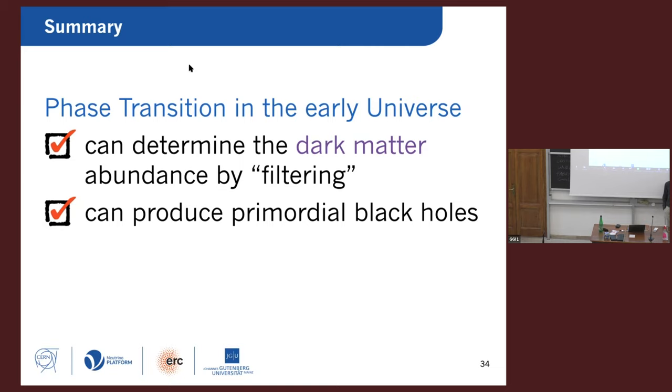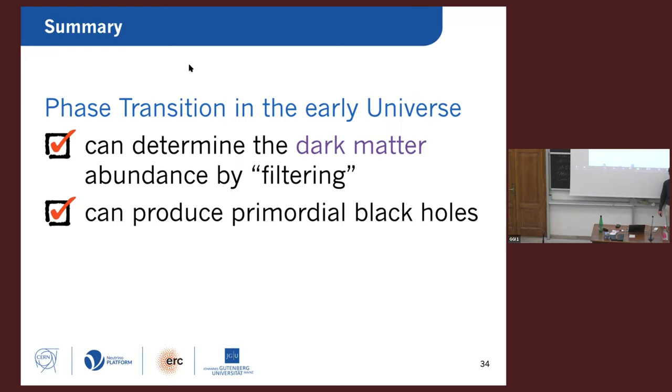The main requirement is we need it to be slow, because what we need to avoid is that while this maybe one or two Hubble-sized patch is shrinking, another bubble pops up at the center and splits it up in two. Because then the overdensity will be split in two and neither of the two halves will reach the black hole formation criterion.